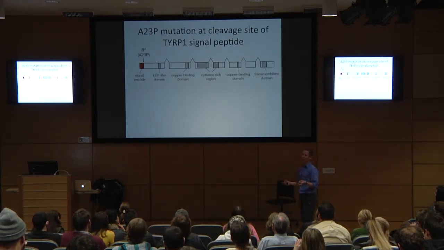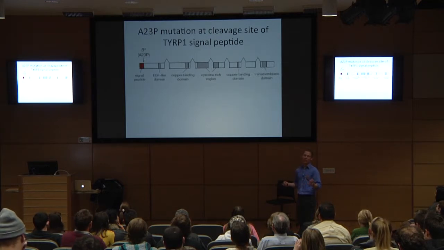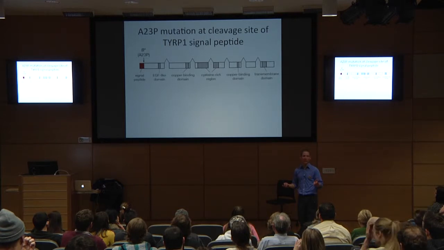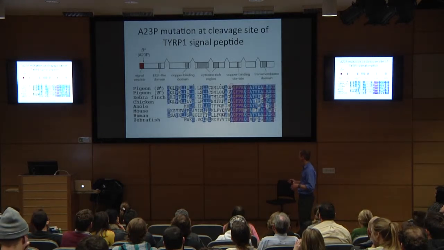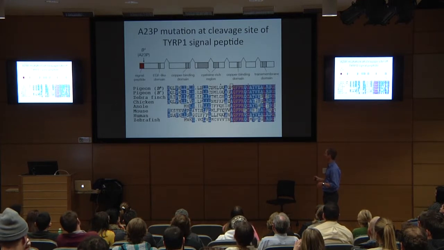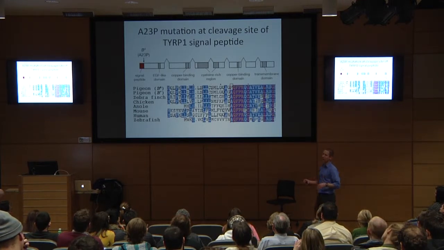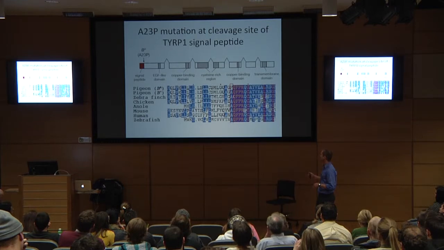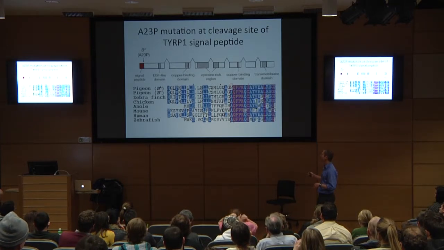Now what I should point out is that the signal peptide is something that's normally cleaved off in the enzyme, in the ER. It's not something that's present in the functionally mature version of the protein. And when we looked at this position across multiple species, we found that every single vertebrate we looked at had an alanine at that position, just like our wild-type pigeon, and that the only time we saw a change was in our ash-red pigeon.